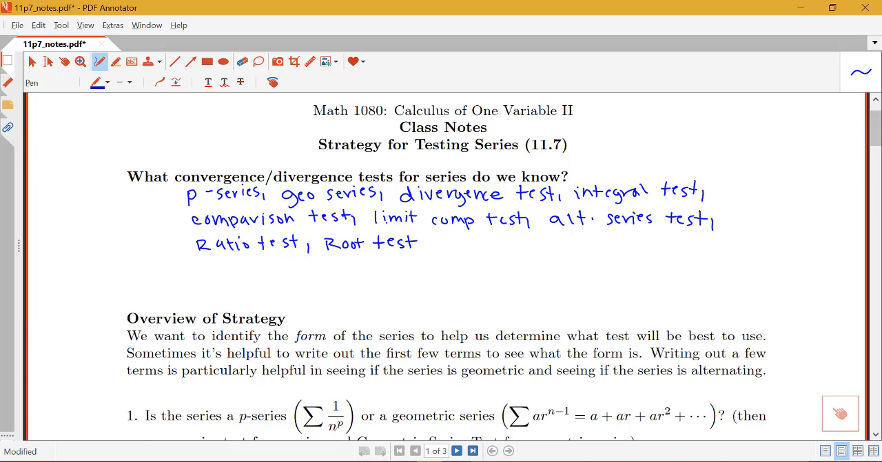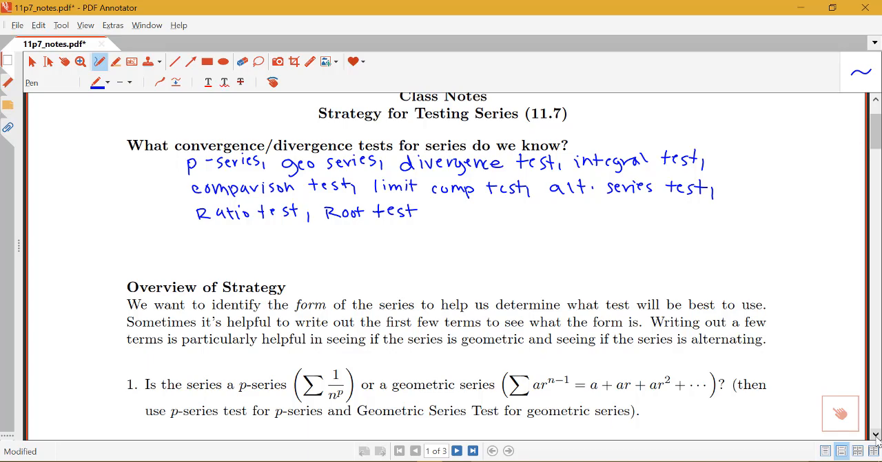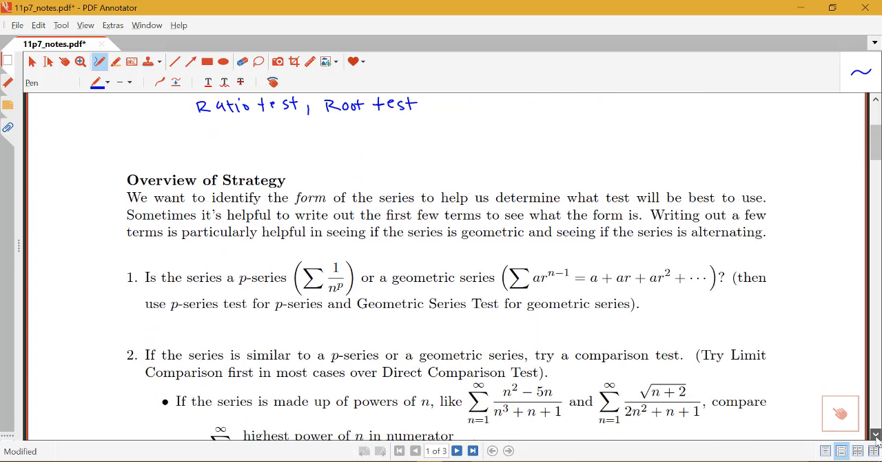So we want to think about our strategy in terms of when is which one of these tests going to be most appropriate. We've talked a little bit about strategy throughout each of these different sections, but now that we have all of these different tests, we want to think about what are the clues in a series that tell us which will be the most appropriate test to use.